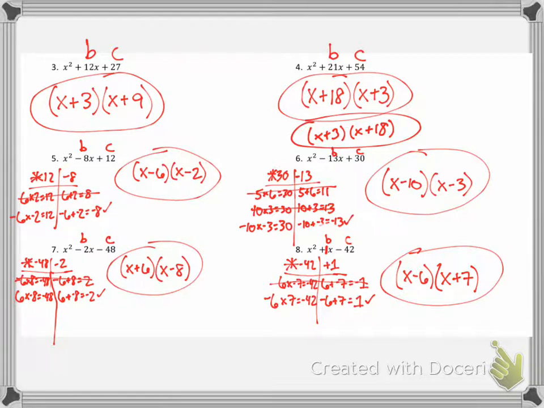So again, moral to this lesson today, when factoring expressions apart, they have three terms: multiply the C, add the B, see what you get from there.